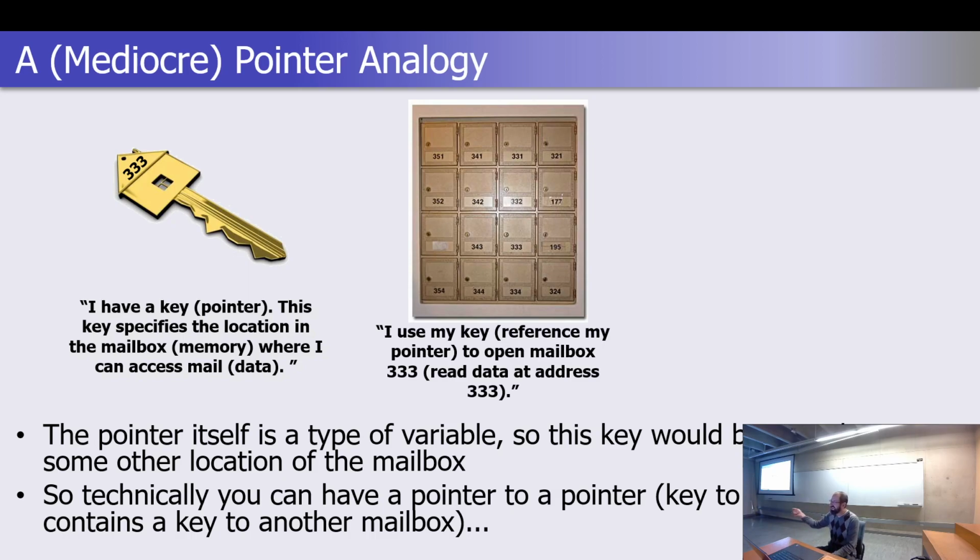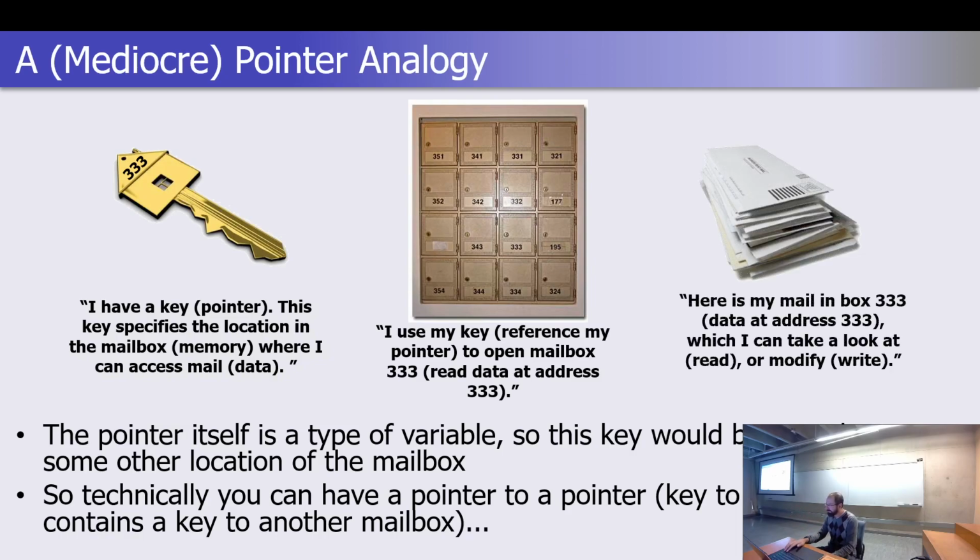You can use the key. It's called dereferencing the pointer, or following the pointer is the other term you will see used, like in your zyBook and in other resources, to open the mailbox at 333, to read the data at address 333. And then here's the actual data, the mail in box 333, which you can then just take a look at. That would be reading it, or you can modify it. You can rip it up, or you can change what's in the mailbox. It's valid, but it's kind of just a mediocre pointer analogy.